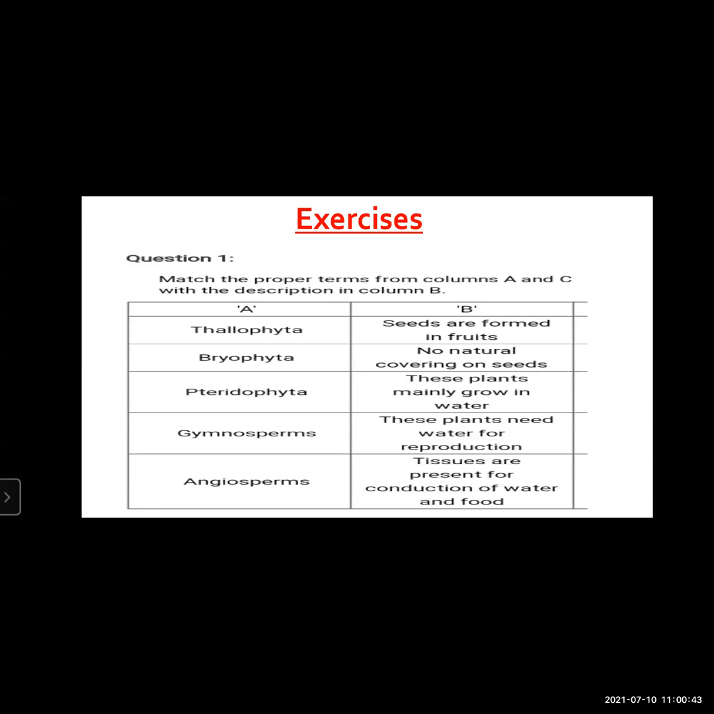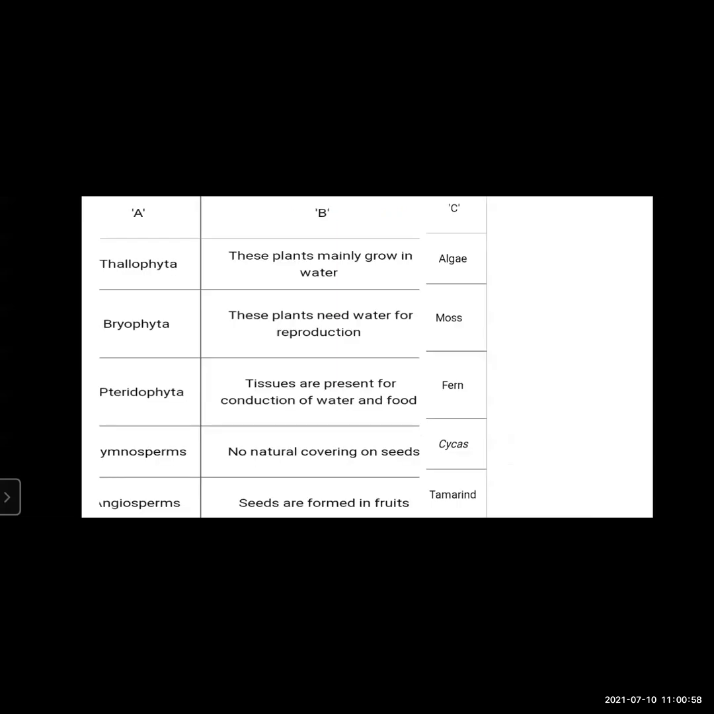So the first question you can see: match the proper terms from columns A and C with the description in column B. So such kind of match the pair is given. So here is the answer. Maybe you can take the screenshot if you want to save the answers.